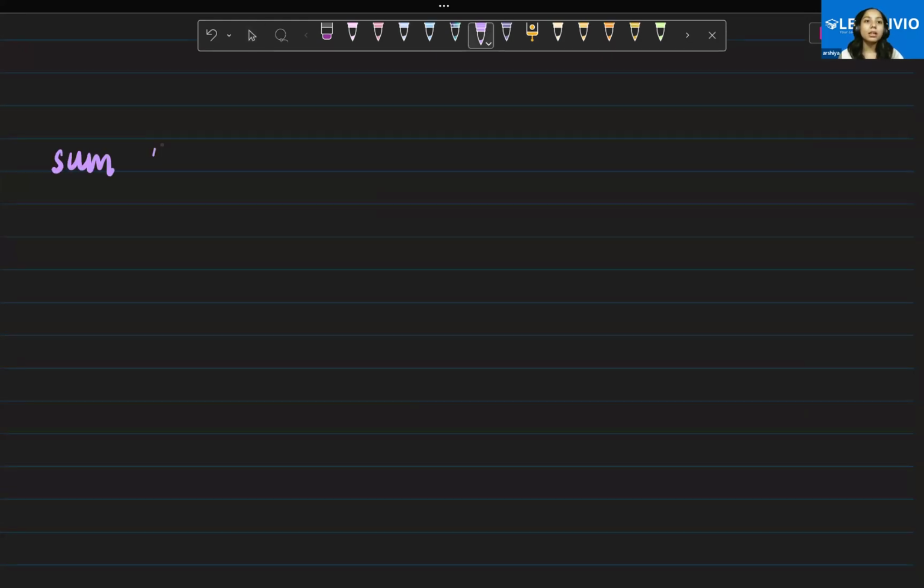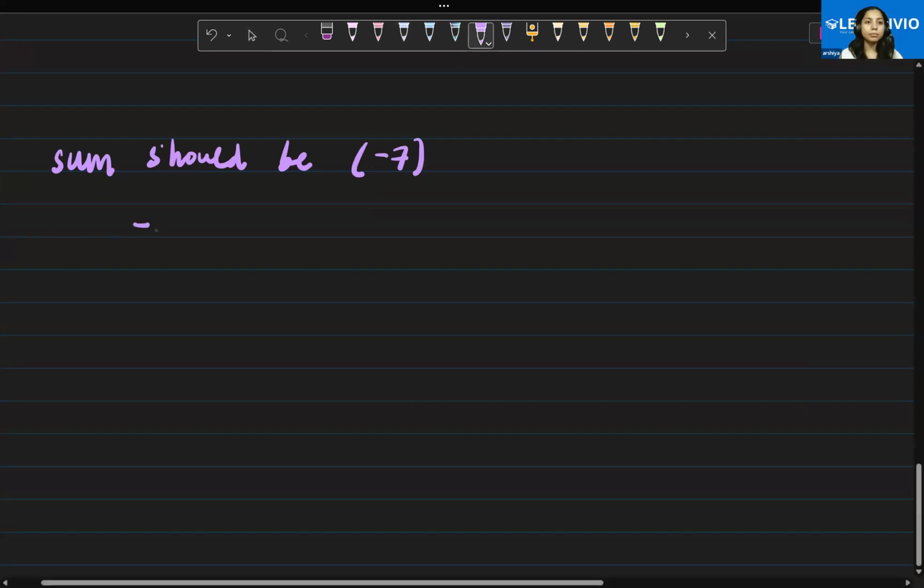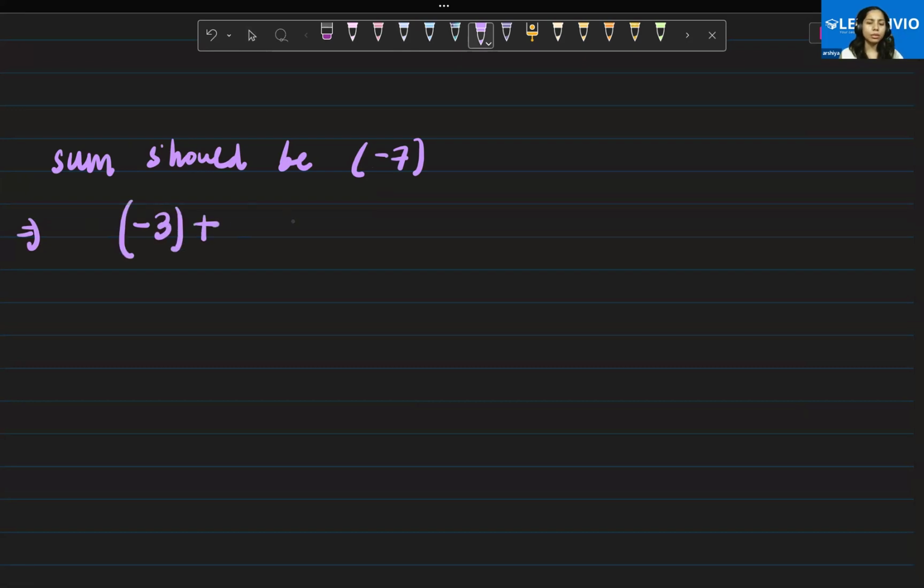The sum should be -7. Make sure you put the negative numbers in a bracket. Any two numbers, let's say I have (-3) plus (-4). 3 plus 4 is 7, so I will just make the numbers negative. So (-3) plus (-4) will be -7. Is it clear, everyone? Yes, ma'am.